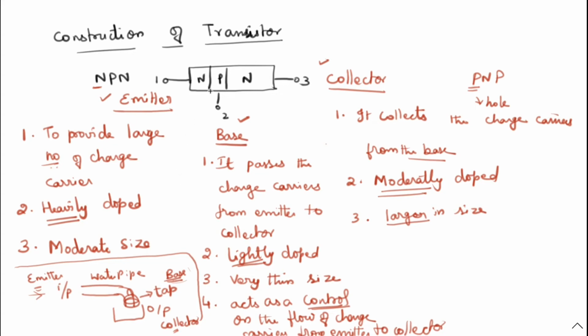So here I have taken the example of NPN. The N region contains free electrons. N type has electrons as the majority charge carriers, so it will have a large number of electrons, so that the electrons can pass through the P type and finally reach the collector. So it produces a large amount of electrons here, a large amount of current.